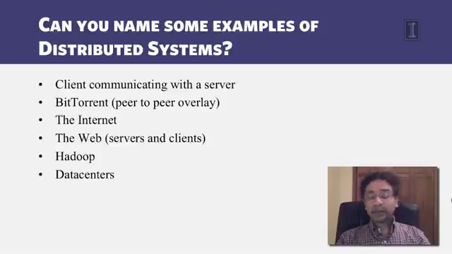BitTorrent, which is a peer-to-peer overlay consisting of many millions of clients communicating with each other, is again another example of a distributed system. The internet, where you have many servers and clients and routers and switches communicating with each other, is another example. And the web, where you have servers and clients communicating amongst and with each other, is an example. Hadoop, which you'll study later on in the course, and data centers are all examples of distributed systems.